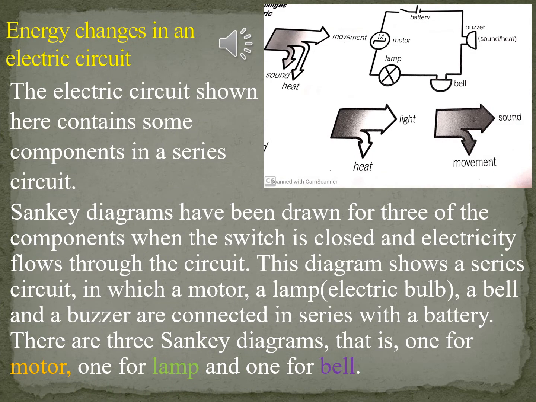Energy changes in an electric circuit. The electric circuit shown here contains some components in a series circuit. Sankey diagrams have been drawn for 3 of the components when the switch is closed and electricity flows through the circuit. This diagram shows a series circuit, in which a motor, a lamp or electric bulb, a bell and a buzzer are connected in series with a battery. There are 3 Sankey diagrams, that is, one for motor, one for lamp and one for bell.